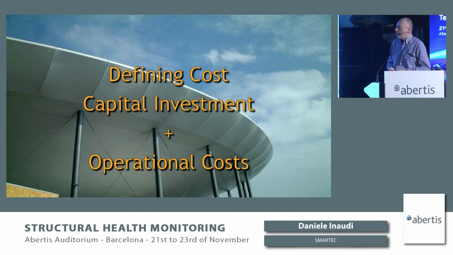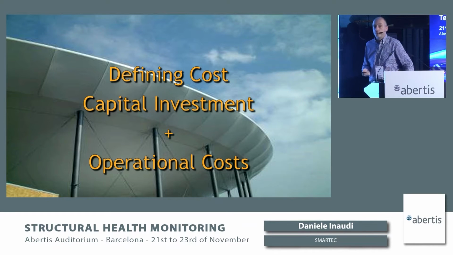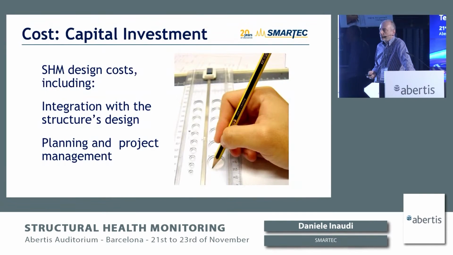When you define the cost of a structural monitoring system, it's mainly divided into two parts. There's an initial capital investment that includes hardware, installation, etc. But there are also operational costs that are associated with using the structural monitoring system. So it's very important to consider those two aspects when defining the cost of such a system.